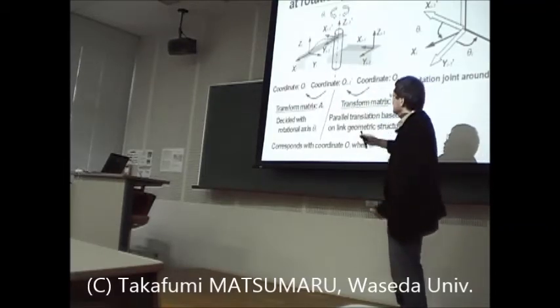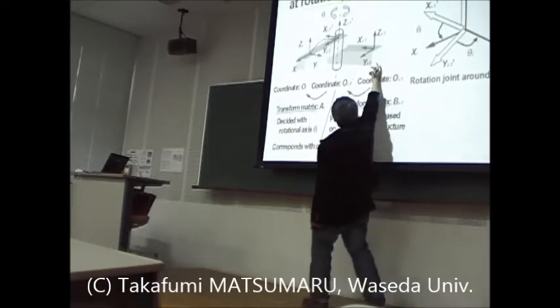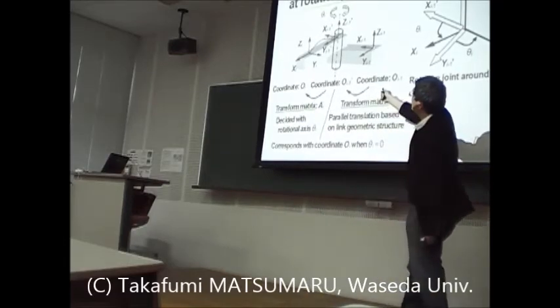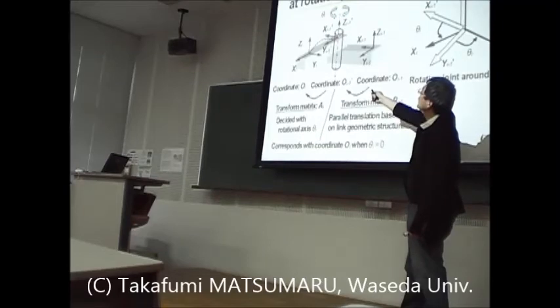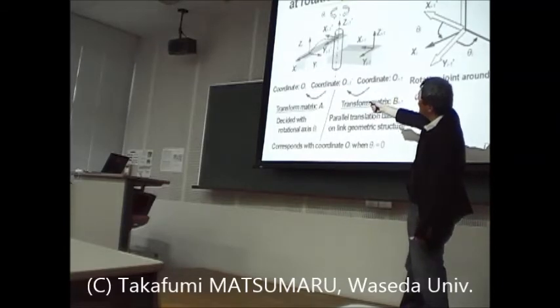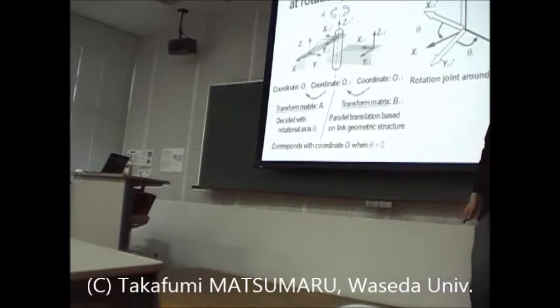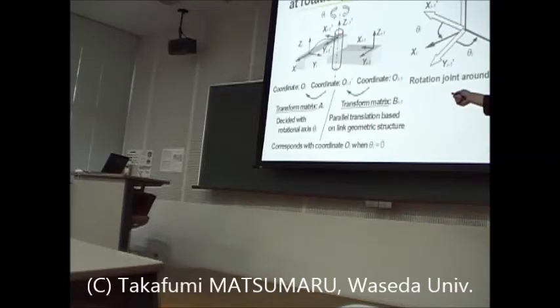Is it strange? Okay. With the transform matrix B, translated to here. This is the origin position, but this origin position is moved to here, and around the z-axis it is rotated. Then this i's coordinate system can be produced. Okay, the parallel translation is based on the link geometric structure, defined by the link geometric structure of the I minus 1's link. This is the transform matrix. And the transformation matrix A is decided with the rotational axis theta i. So in this case, this is around the z-axis. Okay.